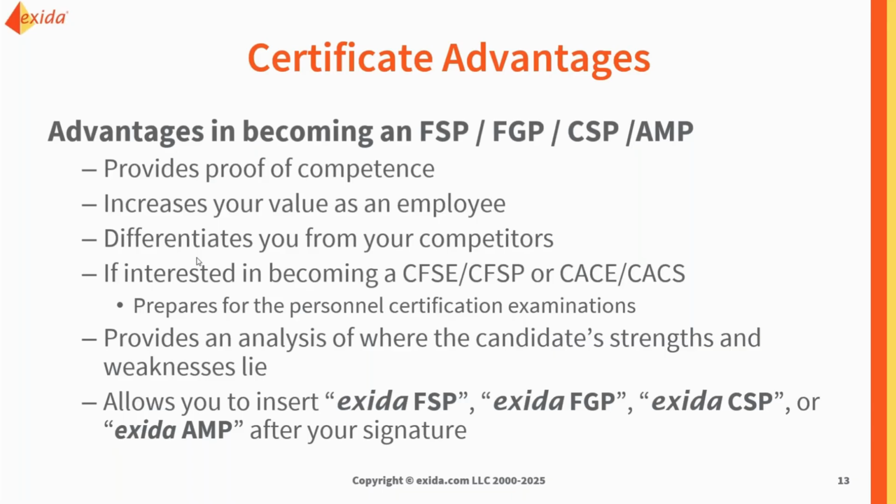So for example, if you did fail the FSP exam, then you could have a review with the instructor to see, okay, where did I fail? Where did I go wrong? And that would give you an indication of, okay, I need to brush up on this area because I'm not so good at it. And then you can put the Exeter FSP or whichever designation behind your name after you pass the certificate exam. So those are some of the advantages of the certificate.